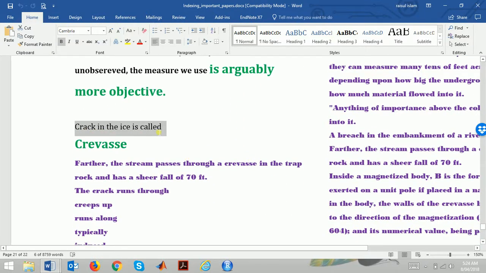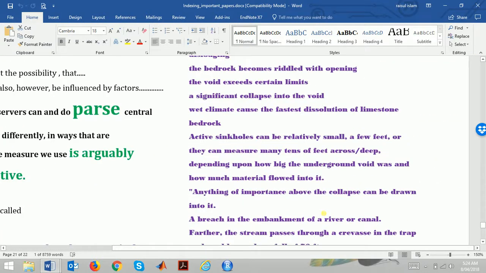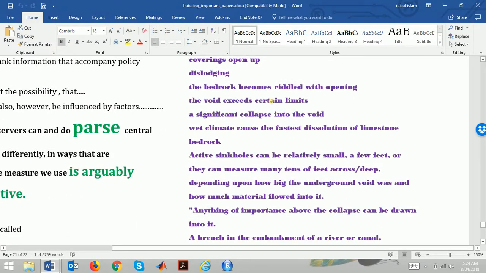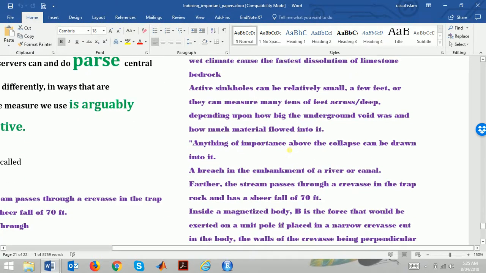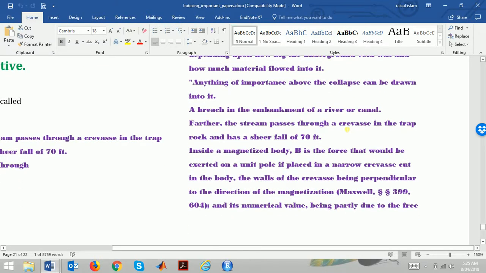Crack in the ice is called a crevasse. Further, the stream passes through the crevasse, the crack runs through, creeps up, runs along, typically induced triggers covering open up, dislodging, the bedrock becomes riddled with opening, the void exceeds certain limits, a significant collapse into the void. Wet climate causes the fastest dissolution of limestone bedrock. Active sinkholes can be relatively small, a few feet, or they can measure many tens of feet, depending upon how big the underground void was and how much material flowed into it. Anything of importance above the collapse can be drawn into it.